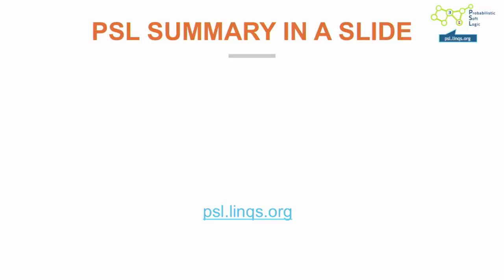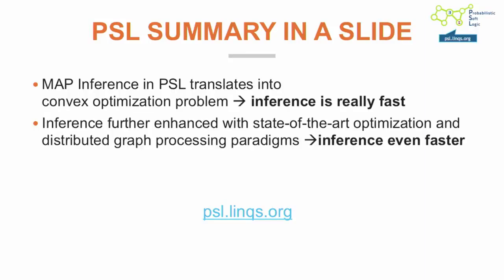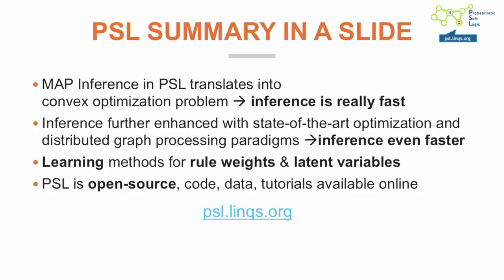So to summarize PSL, it's fast. We can make it extra fast using smart optimization techniques. I haven't talked about it here, but we do have methods for learning the weights and also methods for dealing with latent variables that changes the problem. And as I said before, it's open source and you can get all the information here.